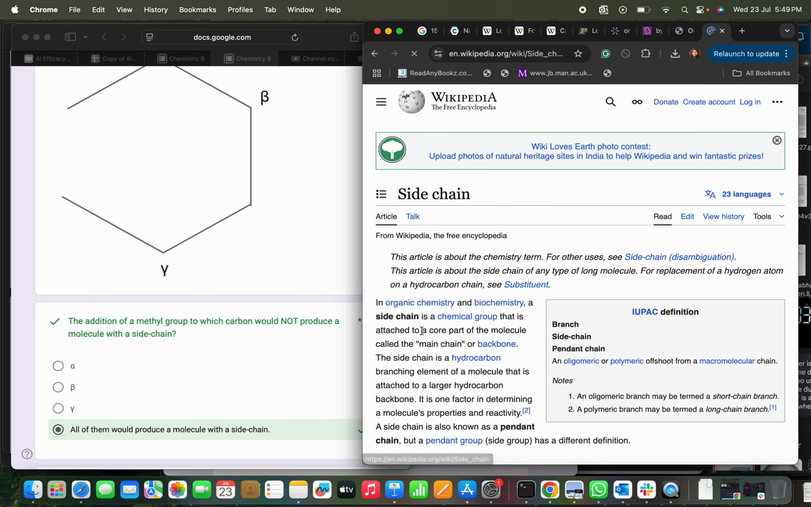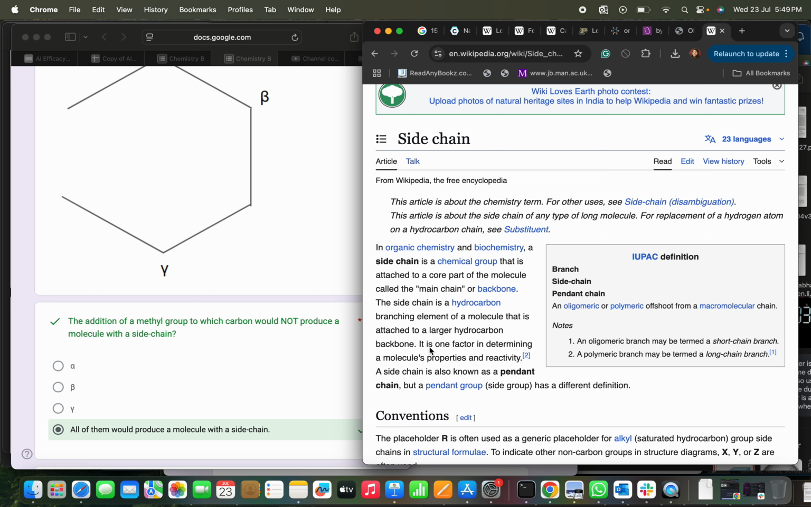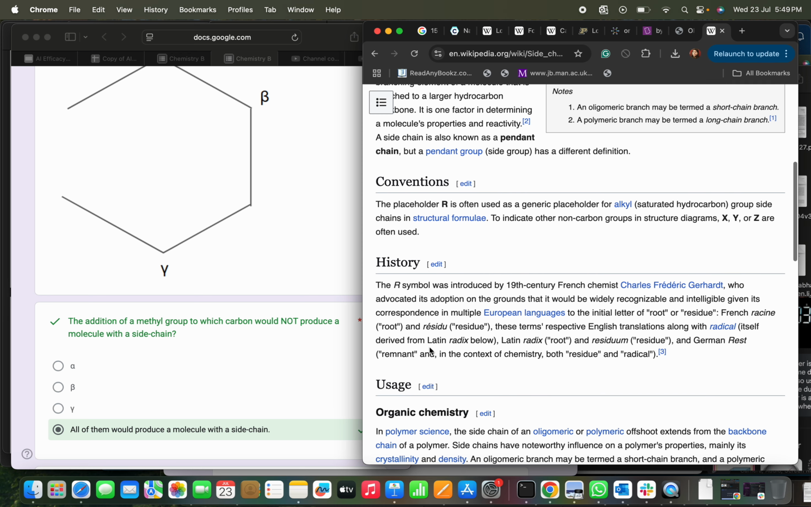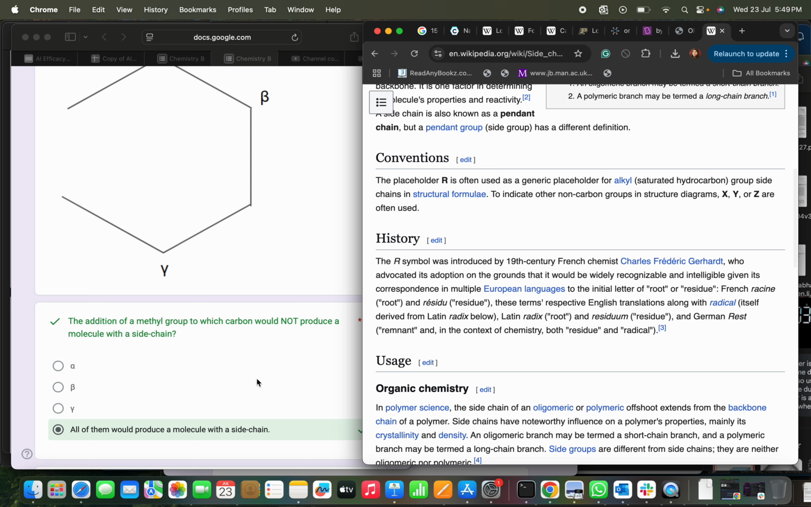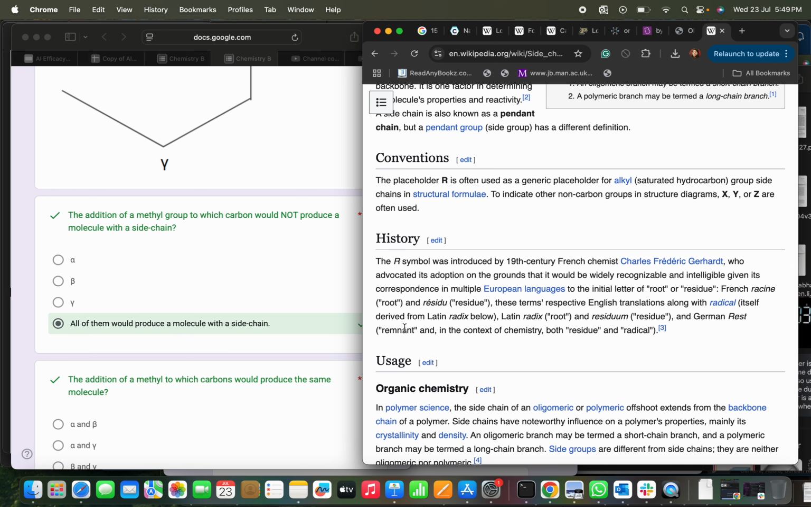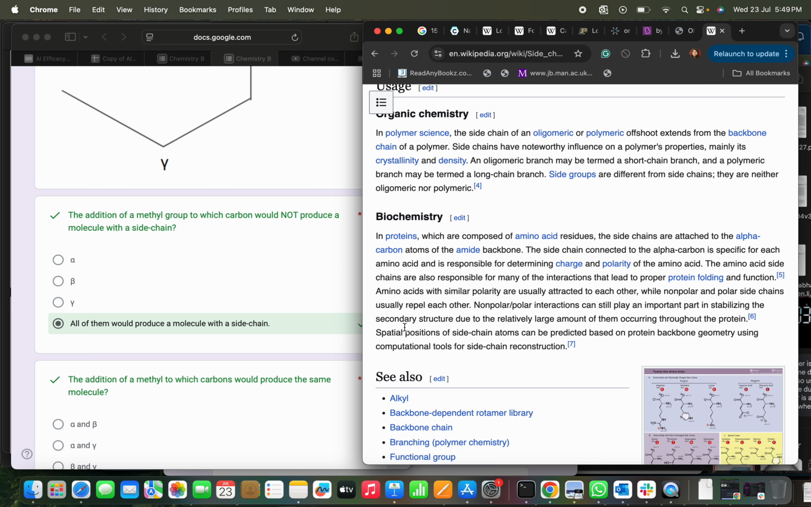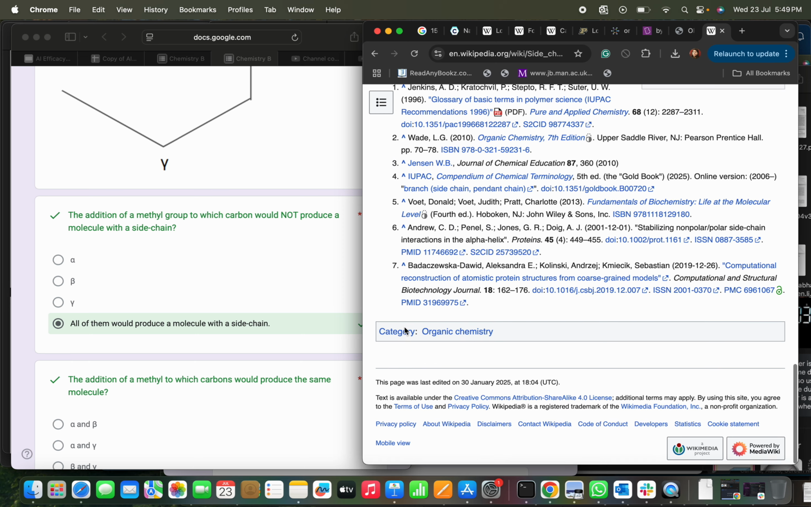In organic chemistry and biochemistry, a side chain is a chemical group that is attached to a core part of the molecule called the main chain or backbone. It's a hydrocarbon branching of a molecule that is attached to a larger hydrocarbon. Alright, there is a main chain, the longest chain, and then we have the side chain.